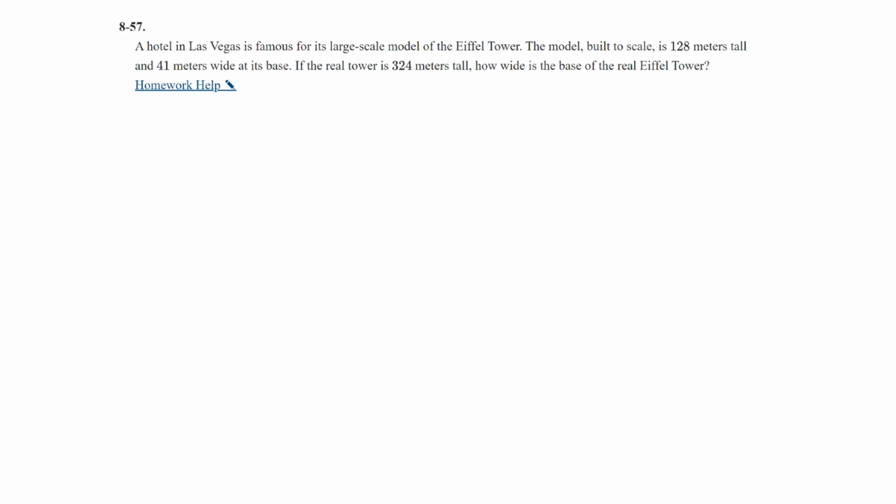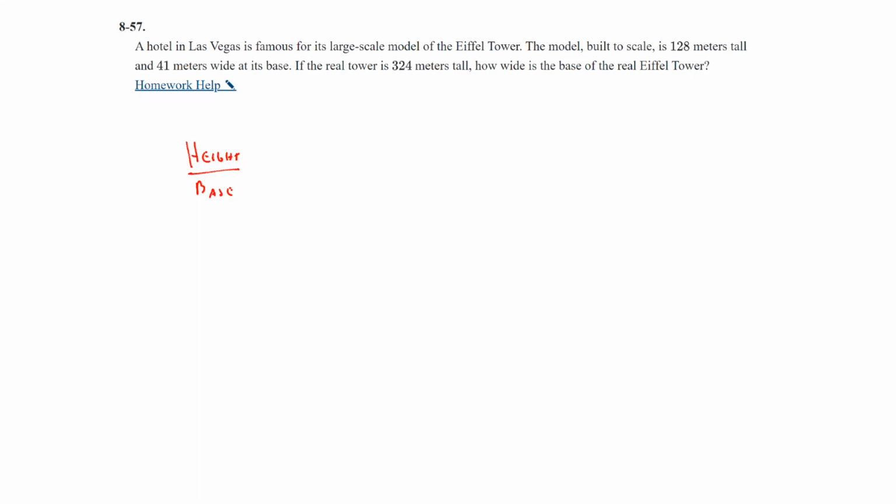Question 57. A hotel in Las Vegas is famous for its large-scale model of the Eiffel Tower. The model, built to scale, is 128 meters tall and 41 meters wide at its base. If the real tower is 324 meters tall, how wide is the base of the Eiffel Tower? So on this one, we could set up a ratio. We can go with the height of the towers over the base.